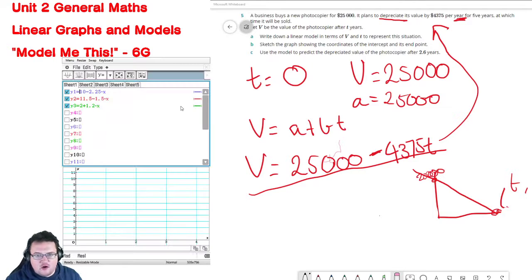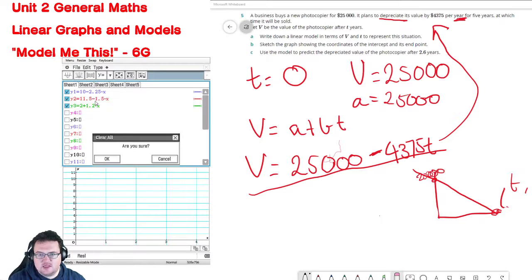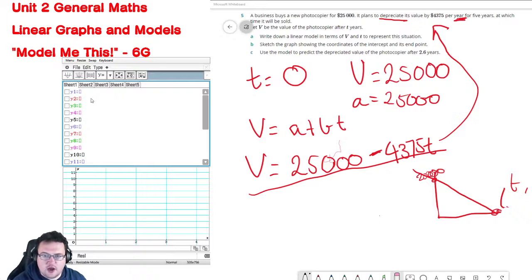So we already have our equation. Great, done. First things first, we clear away all these ones that we don't need, and we are going to type in our equation: 25,000 minus 4375x, because this calculator works in Y's and X's, not T's and V's. But we have to mentally remember that Y is V and X is T.